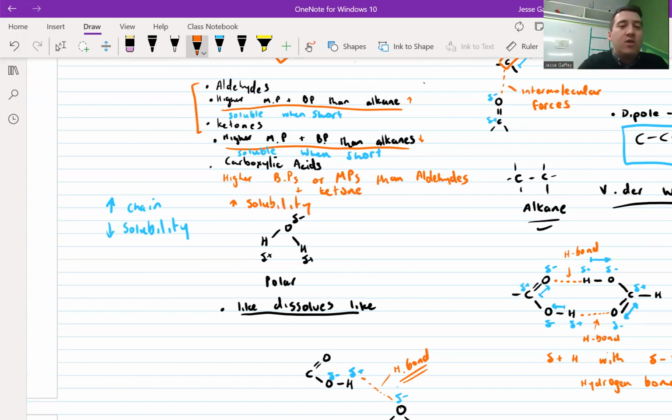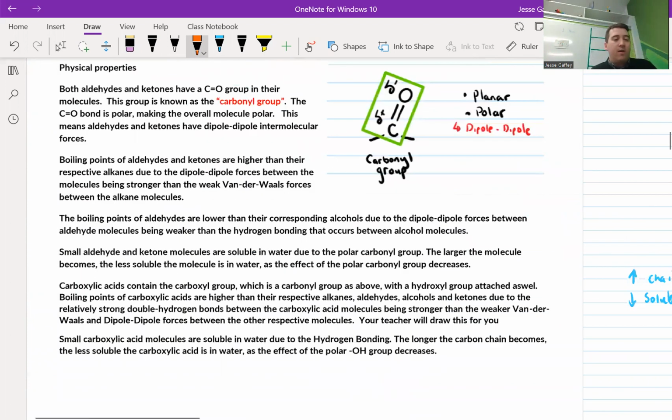All right, so taking that, we're just going to go back over here for a second. I'm going to have a quick read and make sure I haven't forgotten anything. So both aldehydes and ketones have the carbonyl group in their molecules, and the C double bond O is known as the carbonyl group. The C double bond O group is polar, which makes the overall molecule polar. This means aldehydes and ketones have dipole-dipole intermolecular forces. The boiling points of aldehydes and ketones are higher than their respective alkanes due to the dipole-dipole forces between the molecules being stronger than the weak van der Waals forces between alkane molecules. So alkanes only have van der Waals, whereas all of these molecules with the carbonyl group have dipole-dipole. The boiling points of aldehydes are lower than the corresponding alcohols due to the dipole-dipole forces between aldehyde molecules being weaker than hydrogen bonding that occurs between alcohol molecules.